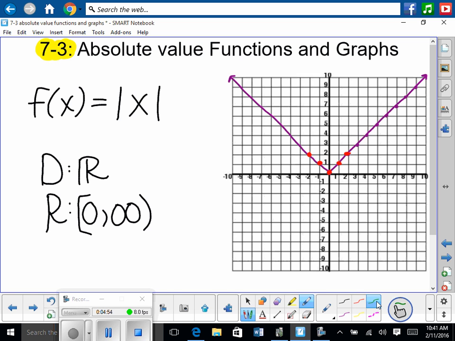Next thing to note. These have a vertex. They have a lowest or highest point, just like quadratics. Does everybody see how 0, 0 of the parent function is our vertex? Then also there's an axis of symmetry. It's on the vertex, right, everybody? Just like with a parabola. Does everybody see how it's symmetric across that axis of symmetry?